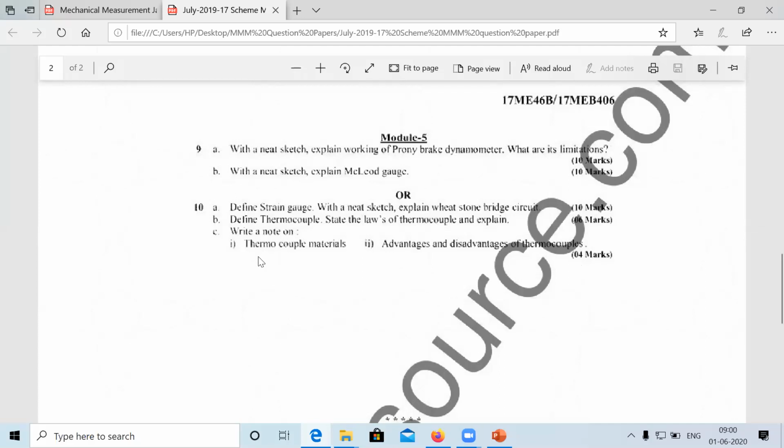So you have to again explain which are the materials associated with thermocouple, how do you select the materials, what are the basic principles you have to think about while selecting the thermocouple materials, all those things you have to list out. Finally, here it comes around for advantages and disadvantages of thermocouple. So you have to list out based on the marks given.